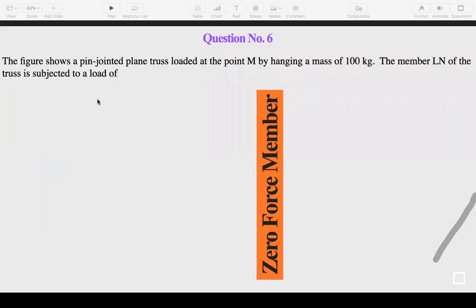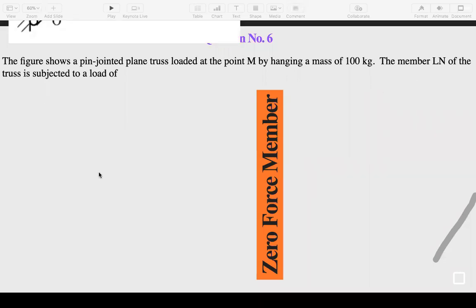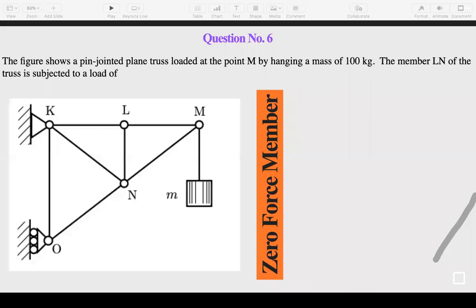The figure shows a pin jointed plane truss loaded at the point M by hanging of mass 100 kilogram. The member LN of the truss is subjected to load. त्यांनी तुम्हाला काय विचारलेलं बघा, LN मेंबर मधला फोर्स किती असेल असं त्यांनी विचारलेलं आहे. So just now I have explained to you. If KL and LM are collinear to each other and LN is perpendicular to the KM, then definitely I can say that LN is a zero force member.